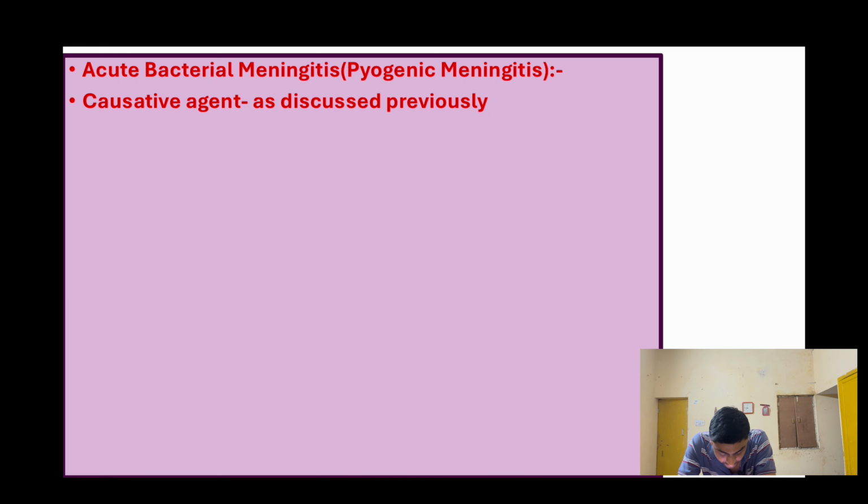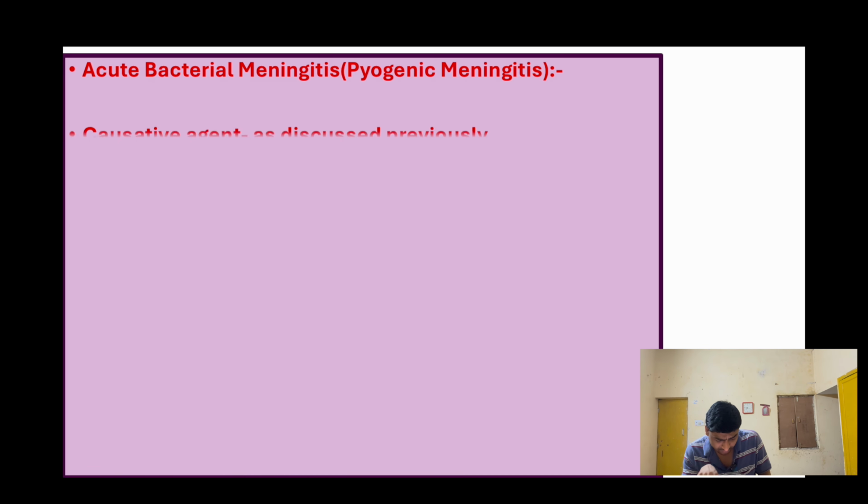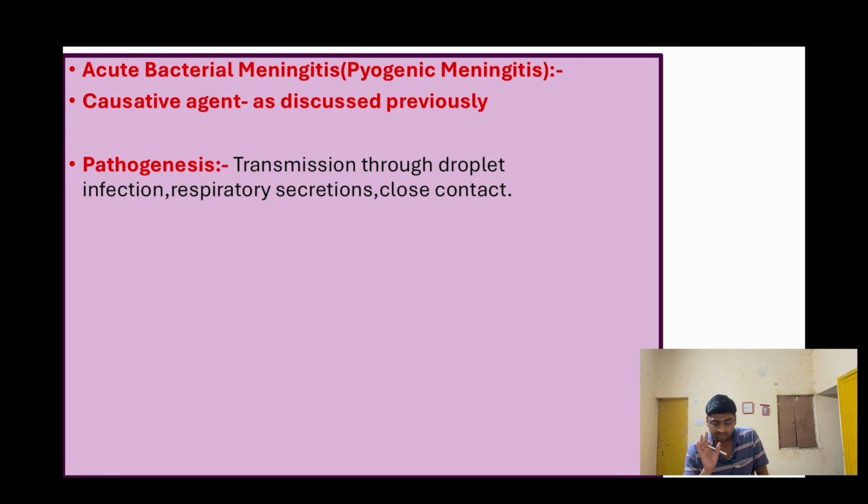So now come to the acute bacterial meningitis, that is pyogenic meningitis. Now causative agent we have discussed previously, Streptococcus pneumoniae the most common agent, Haemophilus influenzae, Neisseria meningitidis. The causative agents of bacterial meningitis we have discussed previously. Now what is the pathogenesis of acute bacterial meningitis? It is transmitted through droplet infection, respiratory secretions and close contact.